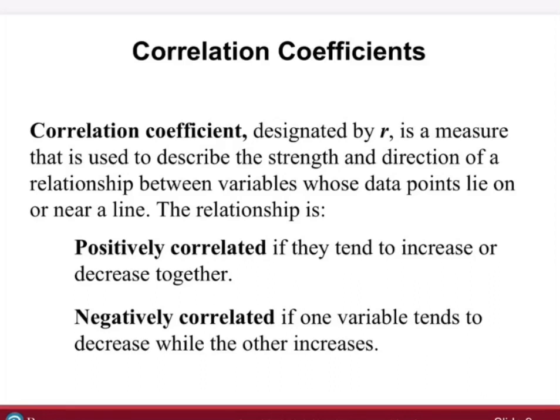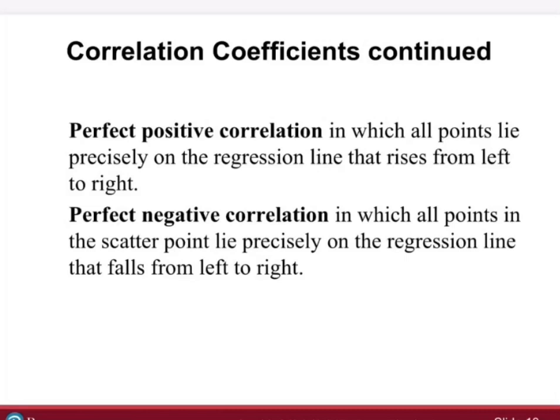So positive correlation, generally, I want to say, has a positive slope as you trace it left to right. A negative correlation should have a negative slope as you trace it left to right. As one increases, the other decreases. Perfect positive correlation is one in which all points lie precisely on the regression line that rises from the left to the right. Perfect negative correlation is one in which all points on the scatter plot lie precisely on the regression line that falls from the left to the right. Okay.